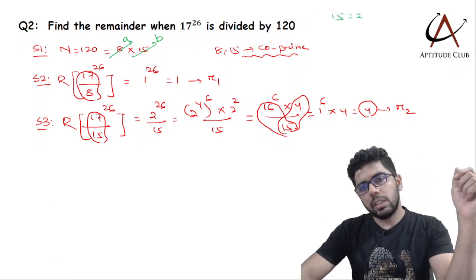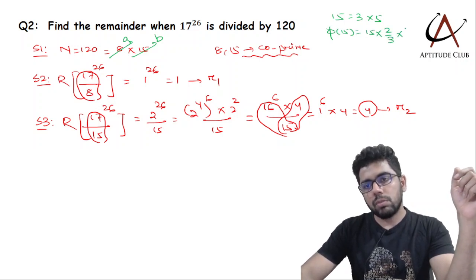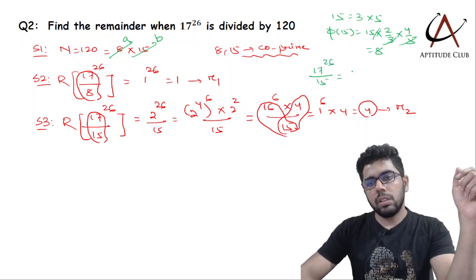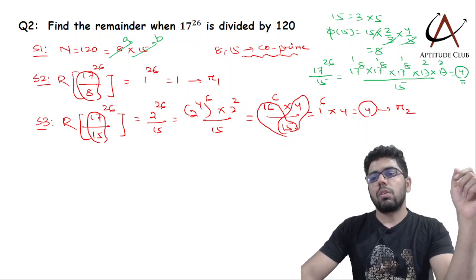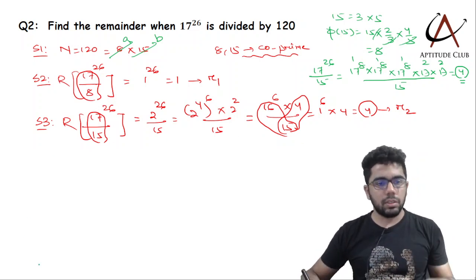जैसे 15 है 3 into 5, so you can calculate phi of 15. So 15 into 1 minus 1 by 3, 1 minus 1 by 5, so you get 8. So 17 to the power 26 divided by 15. From 17 to the power 8, 17 to the power 8, 17 to the power 8 into 17 squared divided by 15 कर सकते. So in each case the remainder is 1. यहाँ पर remainder 2 2, तो overall आ रहा है 4. Same process, but यहाँ पे मैं बिना theorem का भी कर लिया इसको solve.